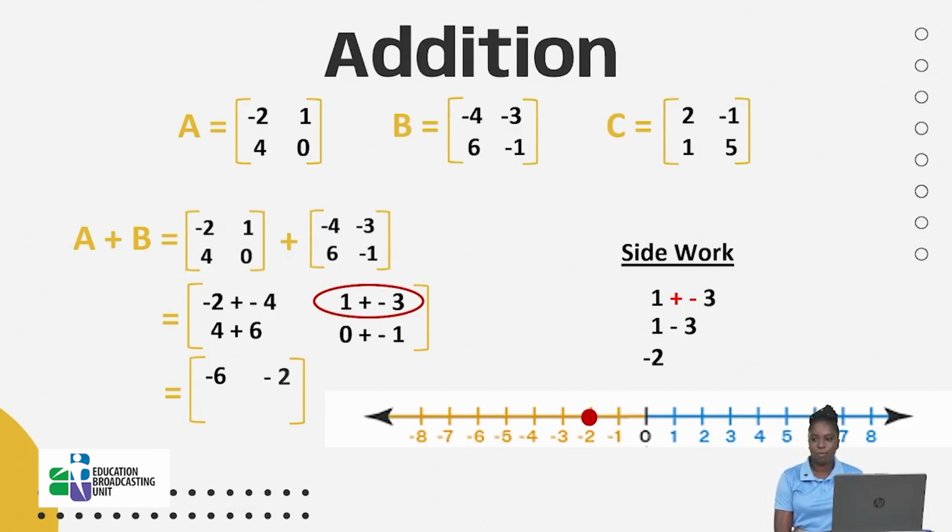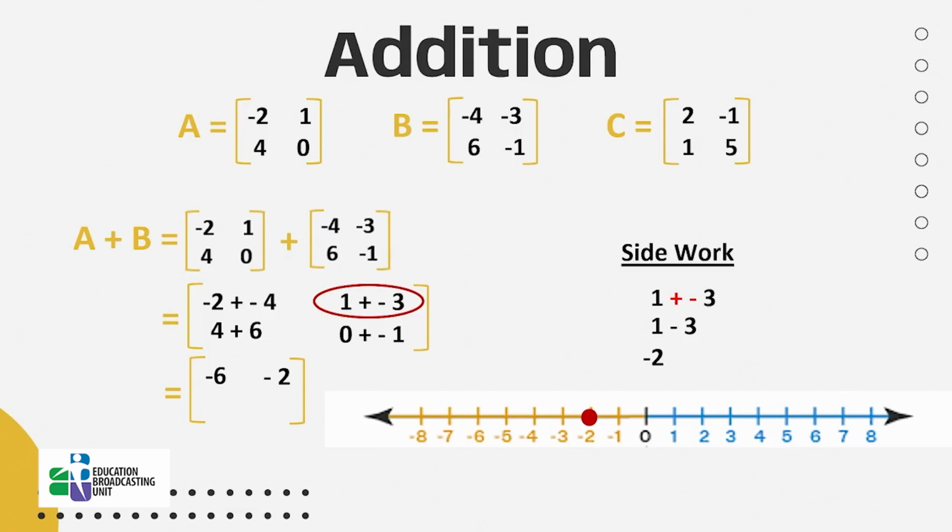Now this example brings us to the next rule of addition. If we look at 1 minus 3, the 1 is positive, but the 3 is negative. And so the signs are different. The rule says when the signs are different, you subtract and keep the sign of the greater. So if I have 1 and I have 3, I can take 1 from 3 and that gives me 2. But 3 is greater than 1 and the 3 is negative, and so my answer is going to be negative.